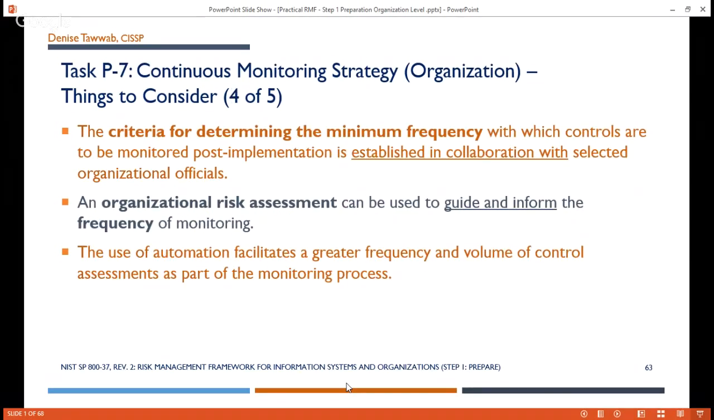The criteria for determining the minimum frequency with which controls are going to be monitored post implementation is established in collaboration with the different officials in your organization that manage systems that are responsible for risk. Your risk assessment results can be used to guide and inform the frequency of monitoring, and the use of automation is going to facilitate a greater frequency and volume of control assessments as part of the monitoring process. So if it's automated, you can do it more often, and you can do it more easily.